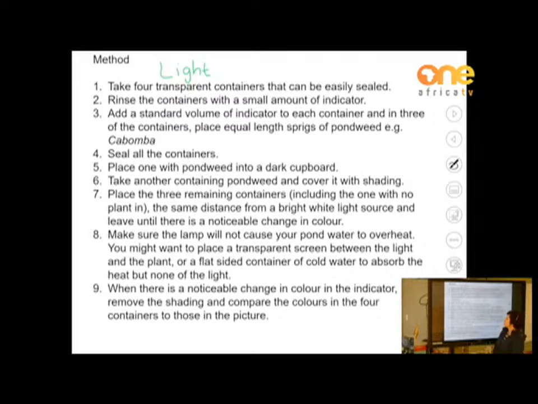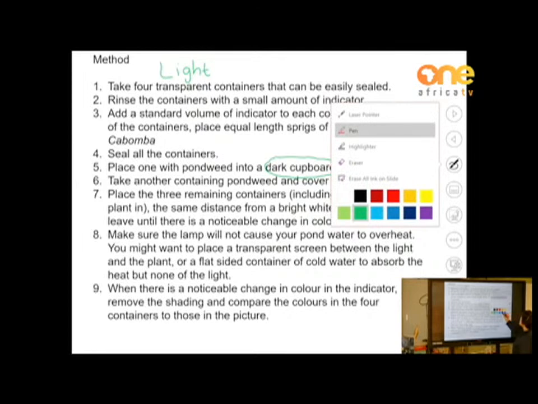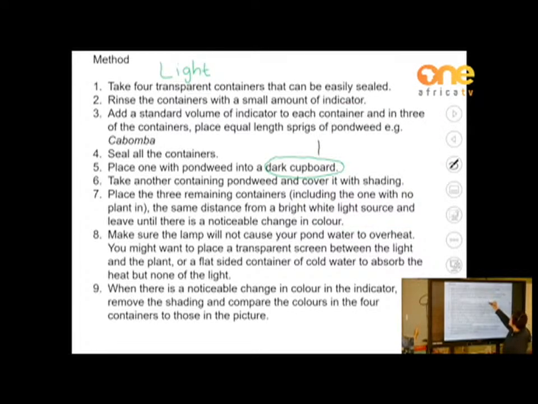Place one container with pondweed into a dark cupboard. So when I have a dark cupboard, it means I have no light present. You agree? That is why I put it in the dark cupboard.